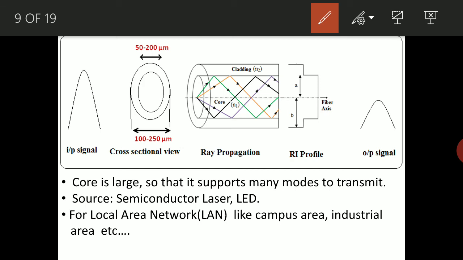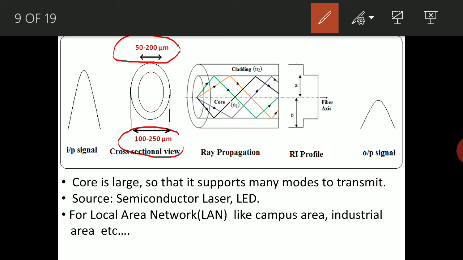So once again, this is the core diameter, which varies from 50 to 200 micrometer, very large compared to the wavelength of the light which is transmitted. Similarly, the cladding diameter is of the order of 100 to 250 micrometer. The core 50 to 200 and cladding 100 to 250 micrometer. It is very large compared to the single mode.